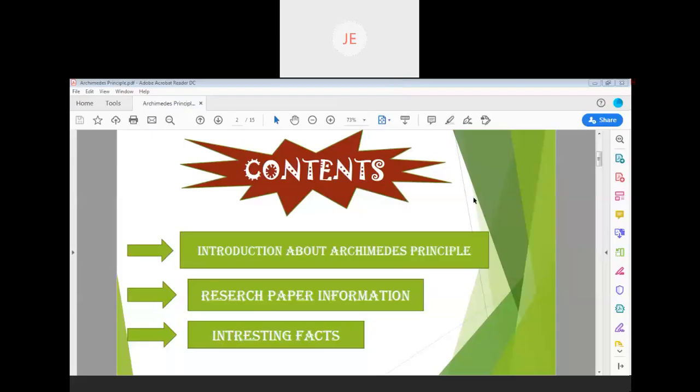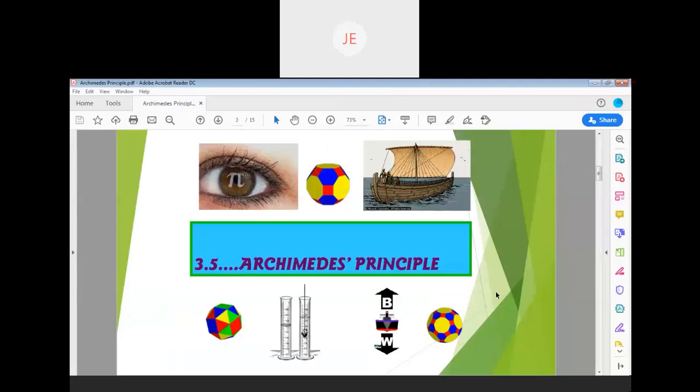Today we will be learning an introduction to Archimedes principle, with some examples and one simulation. So let us see here. Archimedes principle.